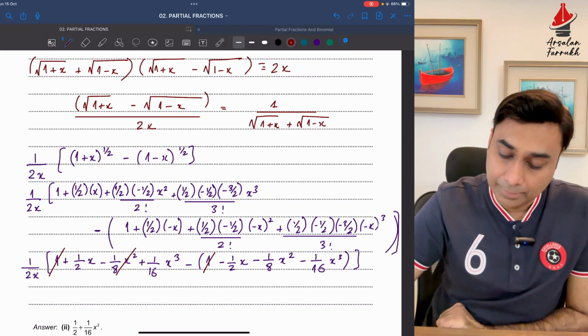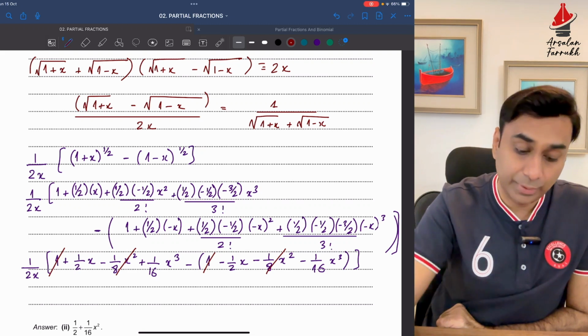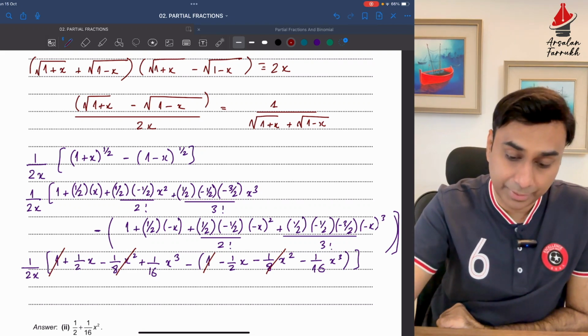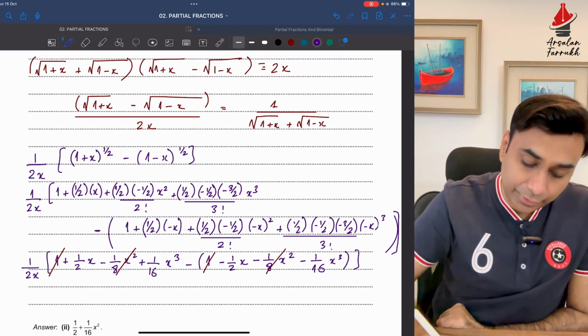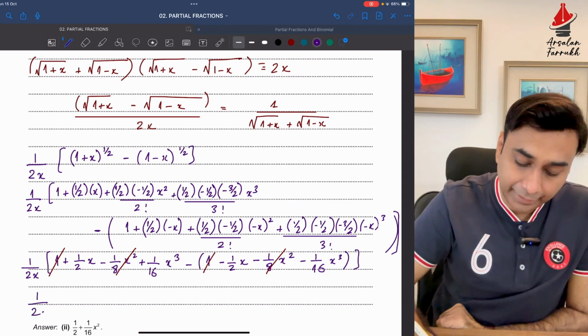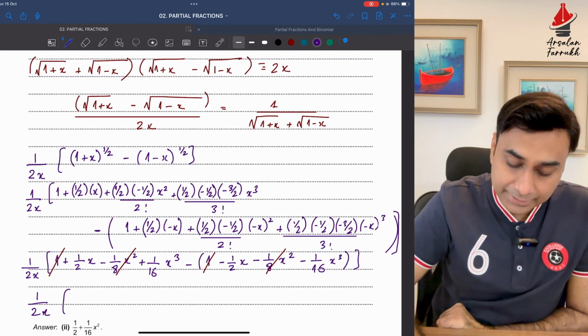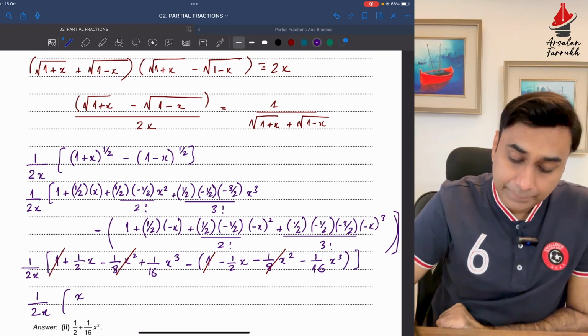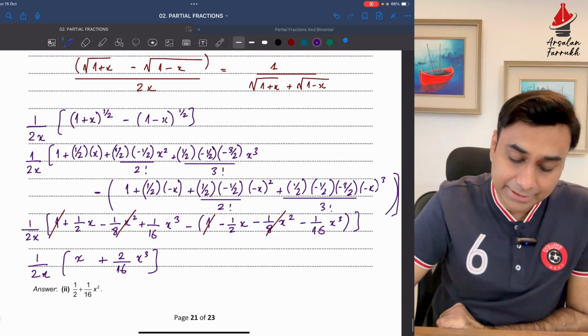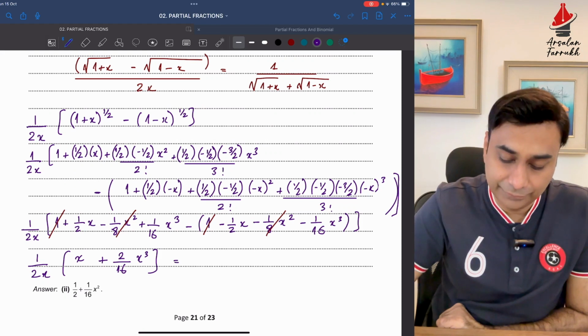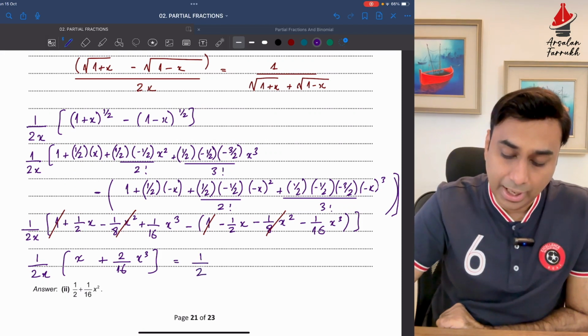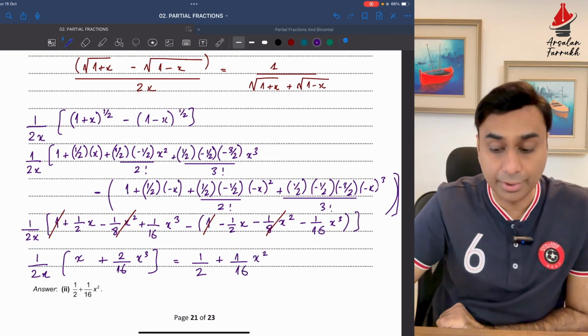minus 1 over 8 cancels with plus 1 over 8, plus 1 over 16 and plus 1 over 16 are going to be added up. So this is going to become 1 over 2x, half x plus half x becomes x, and 1 over 16 and 1 over 16 becomes 2 over 16x cube. And when I multiply both of these terms with 1 over 2x, the first term simplifies as 1 over 2, and the second term simplifies as 1 over 16x square, which is our required answer.